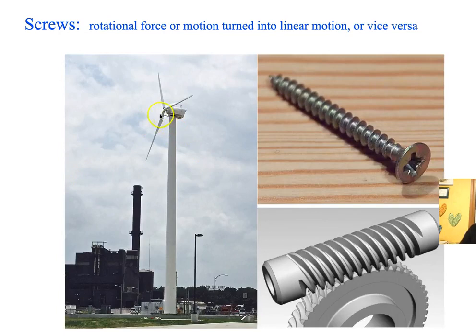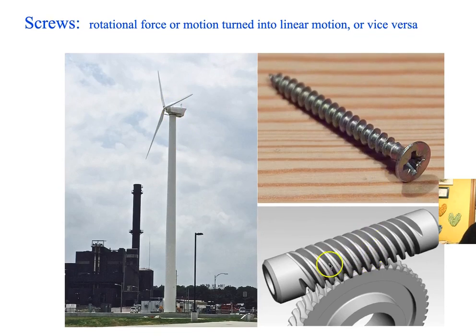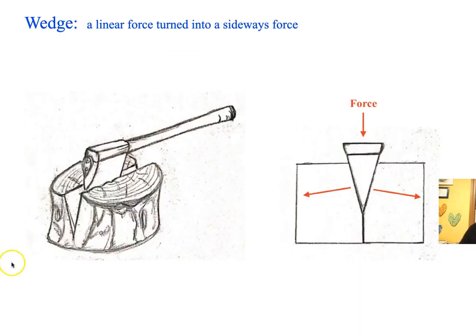Here are the screws. Over by the bus station beyond the power plant on the ISU campus, there's a wind turbine. That's a screw. Here are the wood screws, and here's a worm gear, which is also a screw. All of them gain mechanical advantage. Here's a wedge. A vertical force down gives you huge sideways forces which split wood apart, for example.